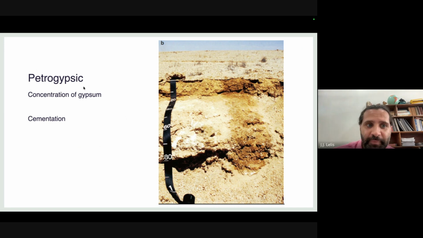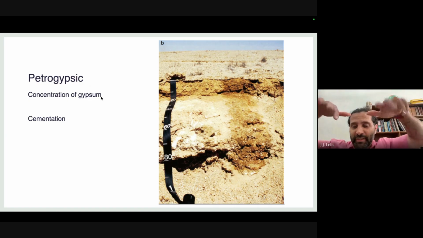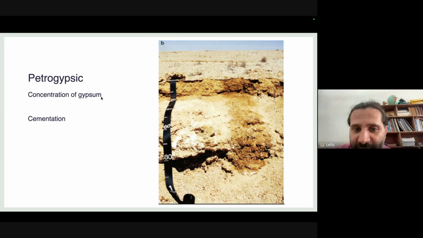The petrogypsic horizon is also a horizon with an express concentration of gypsum, like the gypsic horizon, but now we have a cemented horizon. It's quite simple. The concentration of gypsum was so intense that it induced the partial or total cementation of the horizon, and roots cannot easily penetrate through that specific section.